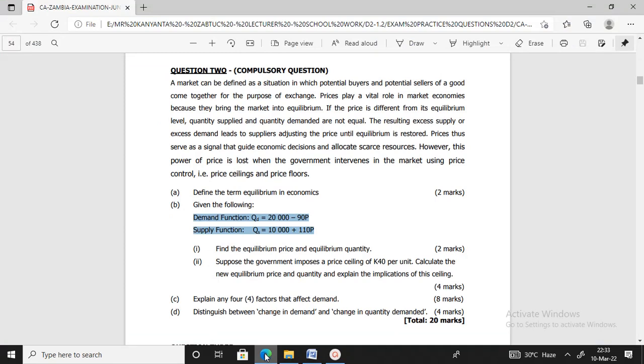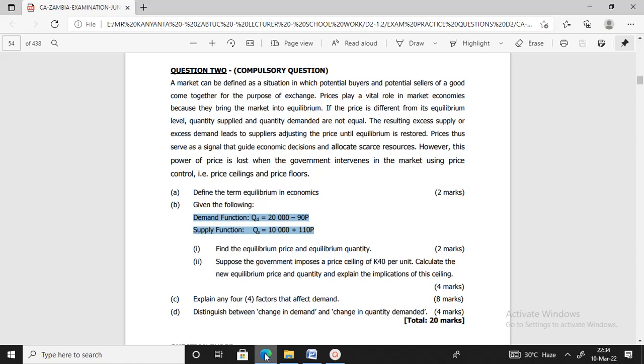Distinguish between change in demand and change in quantity demanded. So change in demand is a shift of the demand curve. The demand curve is changing its position, and that will be caused by all the other factors I've mentioned, like change in income, change in population, advertising, price expectation, price of other related goods. Those will cause a change in demand. The demand curve will shift its position.